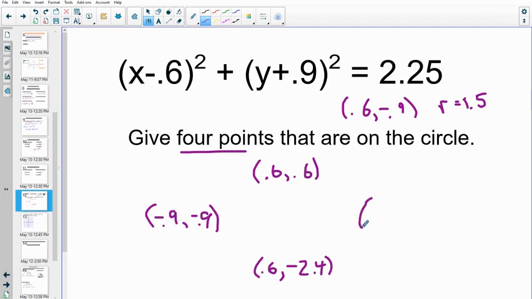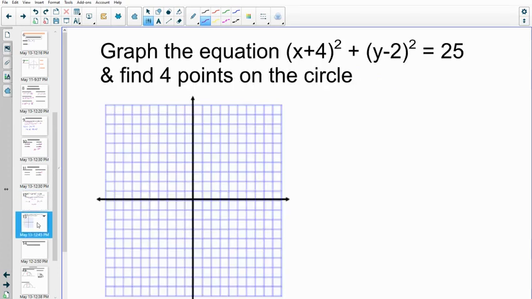And then if I go straight to the right, my y value stays the same at -0.9, but my x value increases by 1.5. 0.6 plus 1.5 brings me to 2.1. And so those 4 significant points are on the circle, which will help me to graph equations like this one. Graph this equation. I am going to first figure out where the center is.